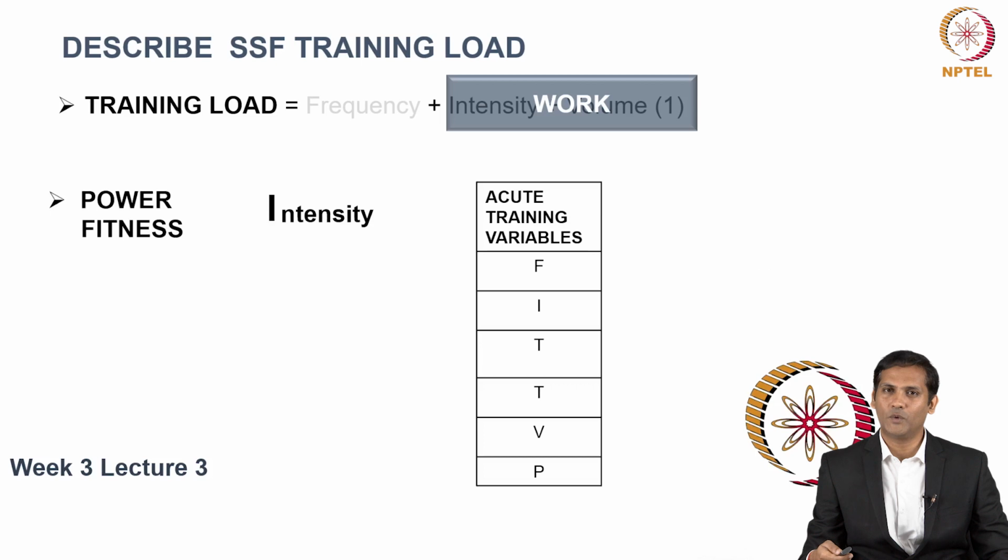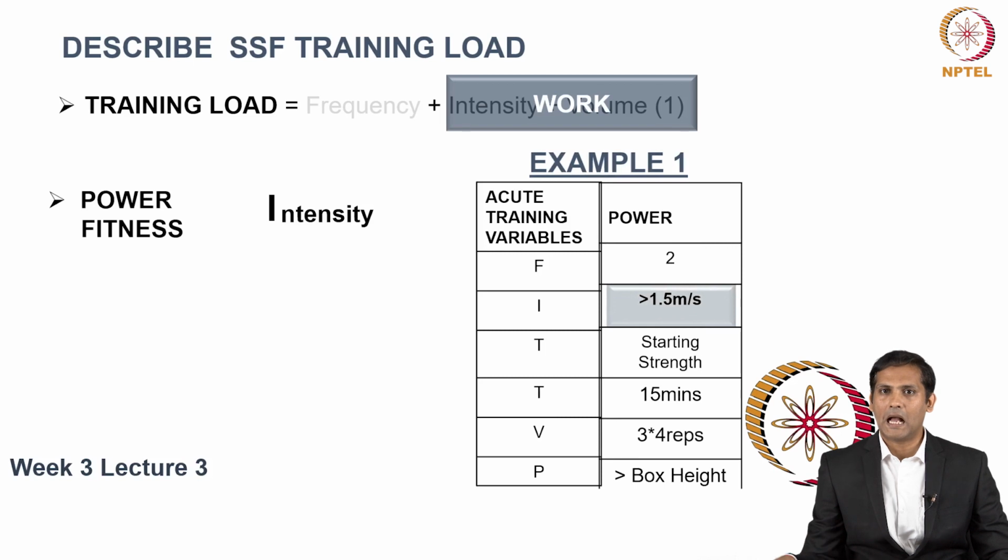Now let's relate with an example. In the example, I plan to improve my power by training 2 times a week. The type of training I am using is starting strength. The progression that I am giving is greater box height. The volume is I do every exercise 3 sets 4 repetitions. And the intensity that I prescribe is to maintain the movement velocity of every exercise greater than 1.5 meters per second. Now this type of training is actually a plyometric training.